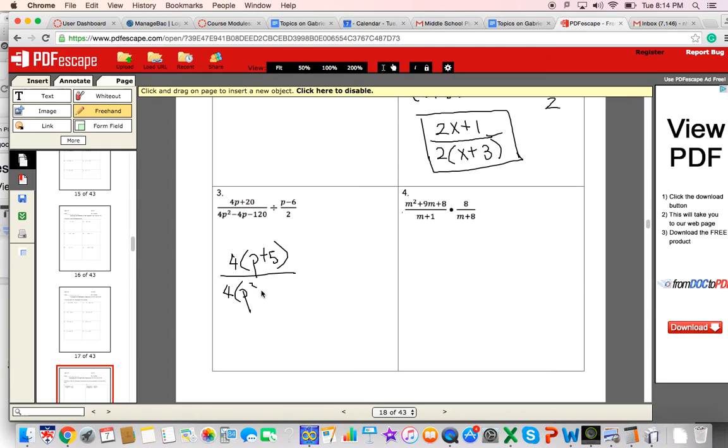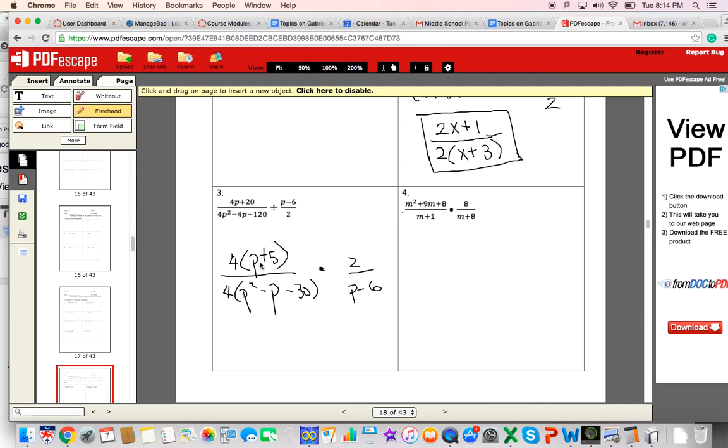We get p squared minus p minus 30. That actually can be factored further. So this is a division, so we're going to keep, change, flip. We kept that. Let's change this to a multiplication. And then let's flip this and we get 2 over p minus 6.